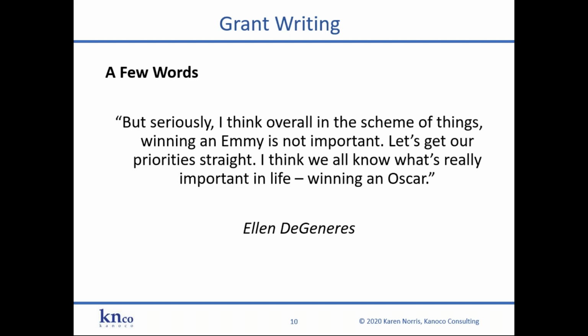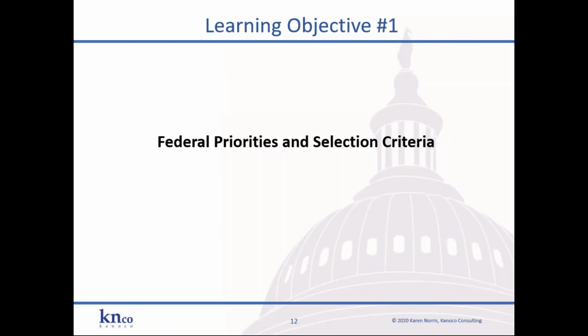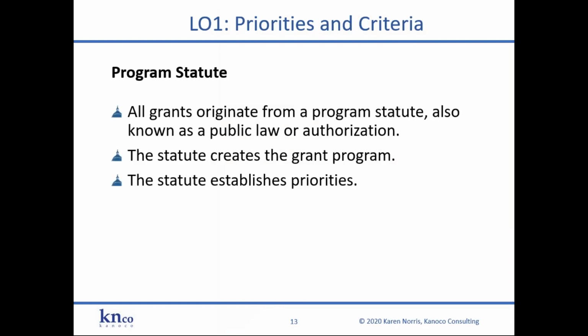So the point, though, is what are the priorities and what are our federal priorities? Grant writing under the uniform guidance depends upon priorities and selection criteria for scoring the proposals during a merit review. However, there's also a risk review. Proposals must also demonstrate the ability to perform and achieve results. So let's start with, well, what are the federal priorities and selection criteria, and how would I recognize them? How would I find them in a grant solicitation?